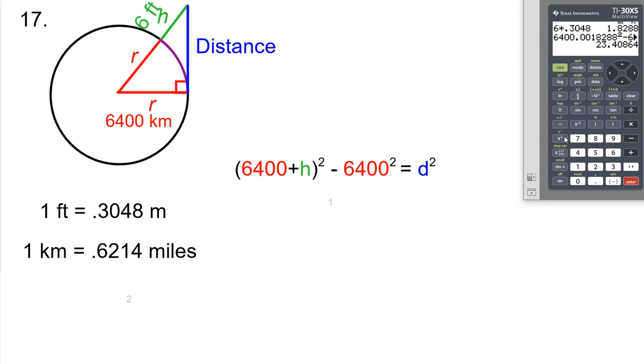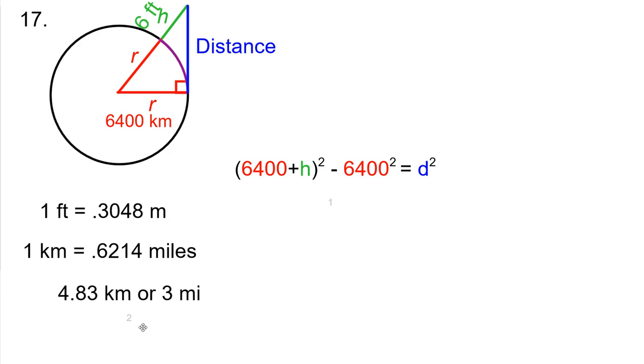So what I have here is d squared, okay? So in order to find what d is, the distance that we can see, all I have to do is take the square root of that value. So to the 1/2 power, which will give me 4.8. Now, that's 4.8 kilometers. So we might want to convert that to miles, which 4.83 kilometers. To change that to miles, just multiply it by the scale factor, which gives us roughly 3 miles.